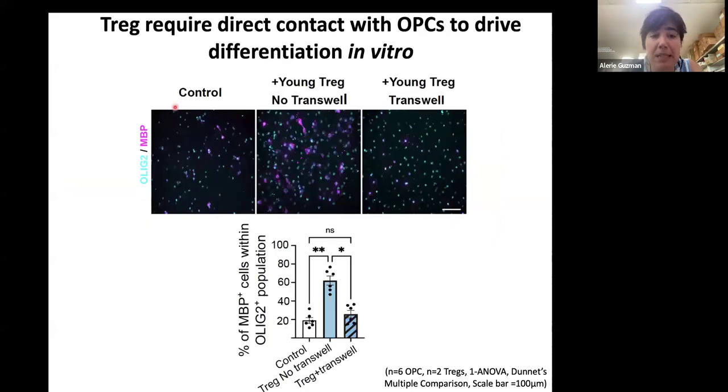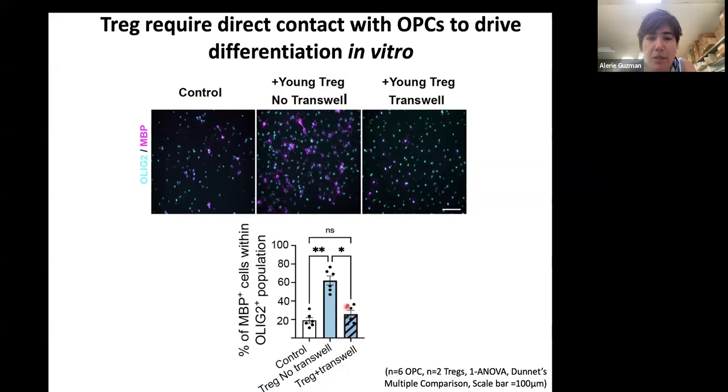So we did a very simple assay in vitro. We took our neonatal OPCs, which are primed to differentiate. We put them with young Tregs in co-culture, as we have done before, or we put them with young Tregs in a transwell, in a way that they will share their media but will not contact each other. And what we observed was that while the direct contact ones were enhancing oligodendrocyte differentiation and MBP expression, this was lost when Tregs were not in direct contact with OPCs, suggesting that at least some of the mechanisms might require cell-to-cell contact in order to be efficient.